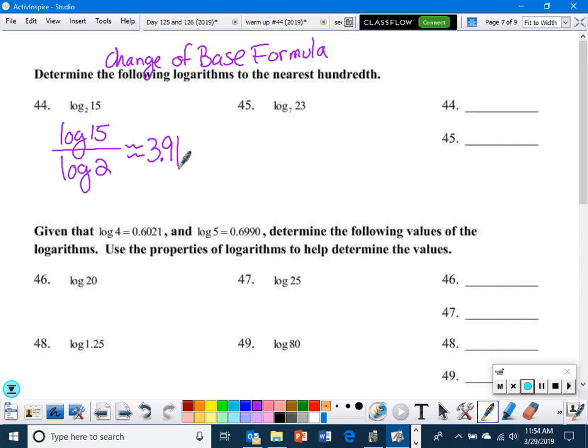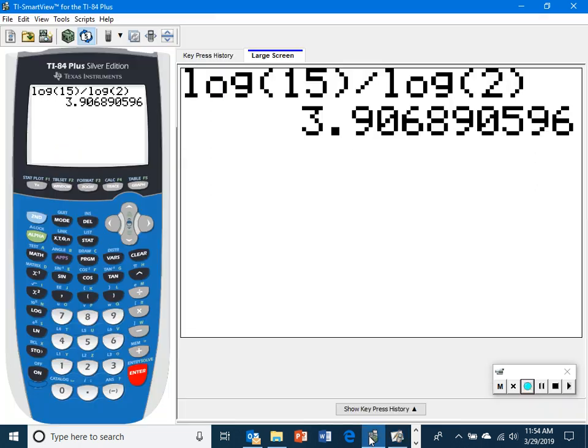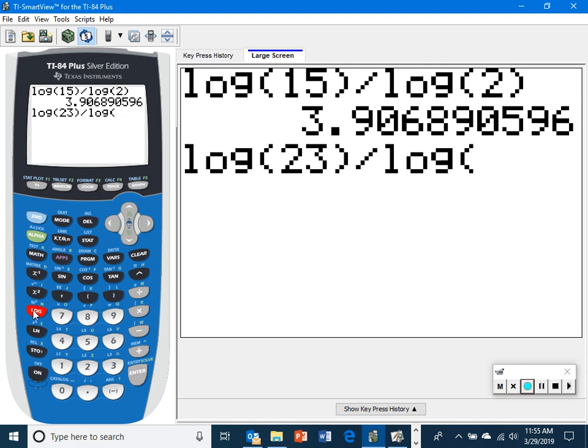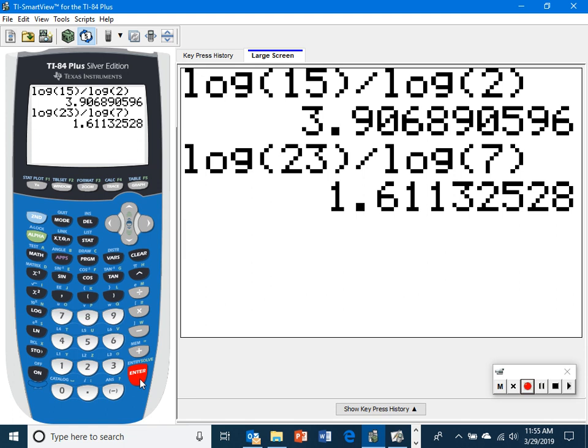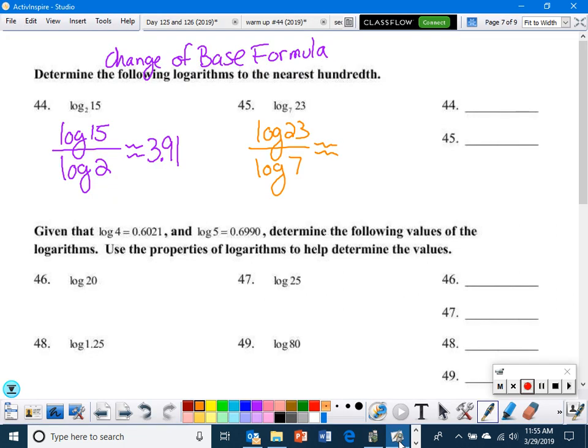Same thing with number 45, change of base formula. And we'll round it 1.61. Okay, that's all you have to do on that one. Again, change of base formula is very, very useful. Okay, number 46.